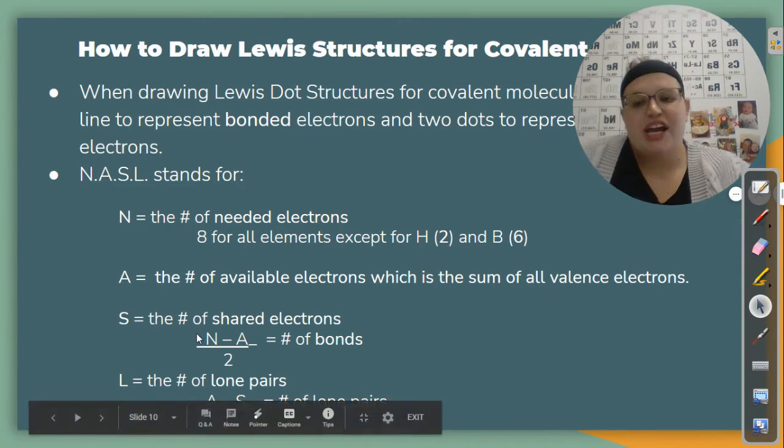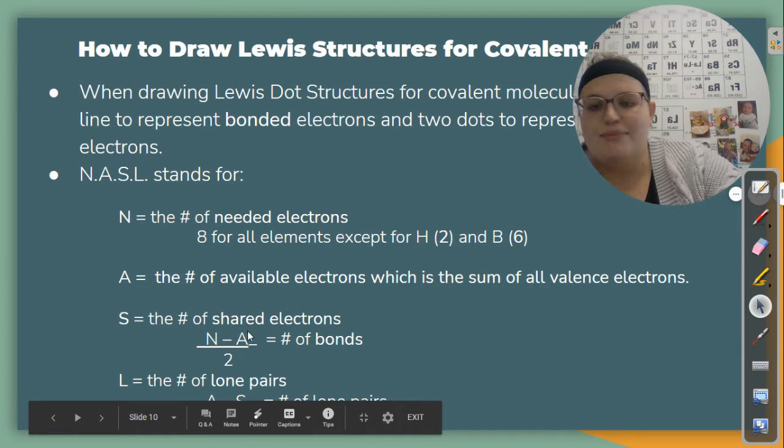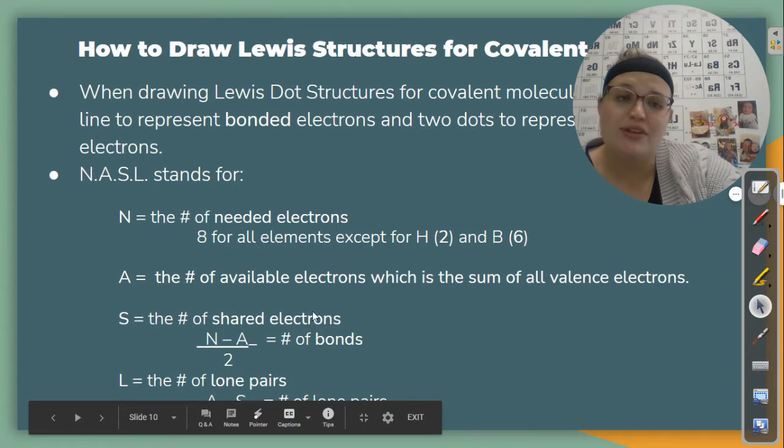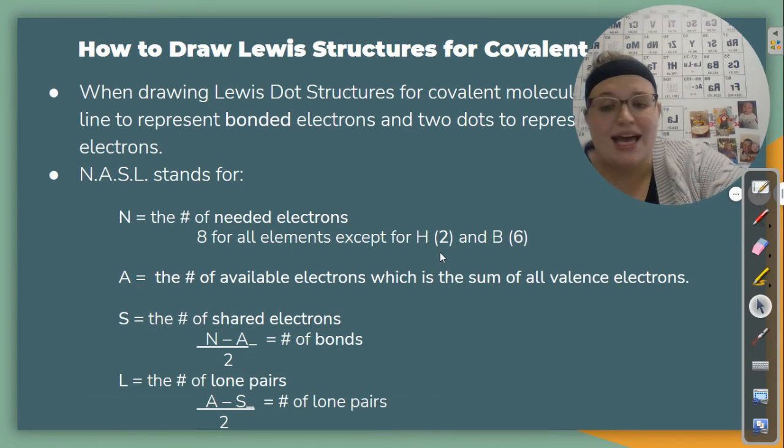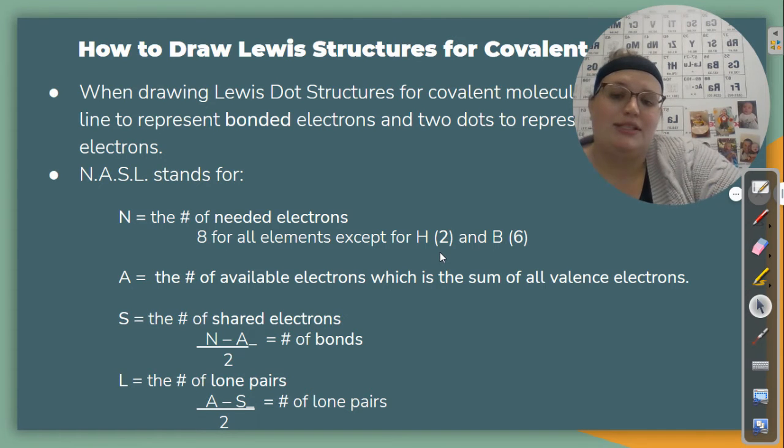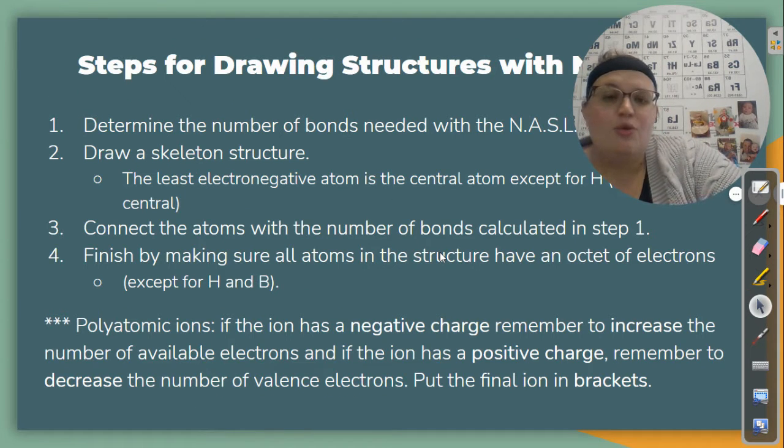S is for shared. To find that, you're going to do N minus A, and that's going to be shared. And then when you divide that by 2, it gives you the number of bonds. And L is lone pairs. That's A minus S divided by 2 for lone pairs. So when we draw NASL, you're going to determine the number of bonds needed and draw your skeletal structure.